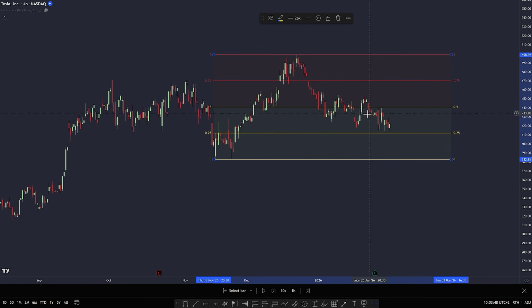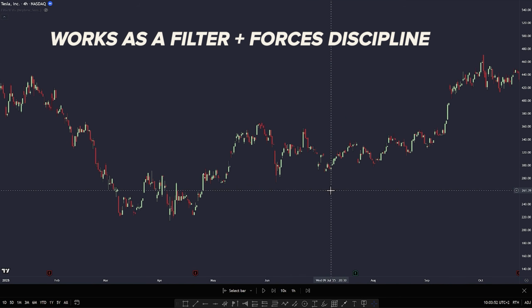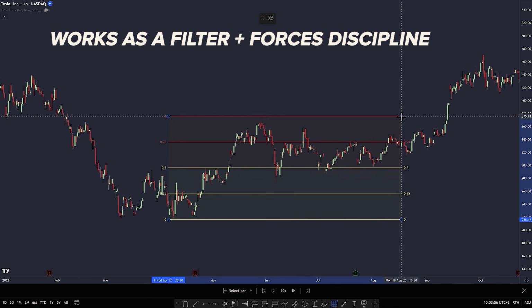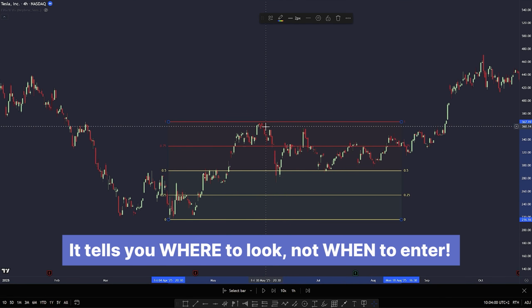That's the whole concept. B tier, because it genuinely works as a filter. It forces directional discipline. You won't buy at the top of a move. But it's basic. It tells you where to look, not when to enter. Simple, effective, boring, but boring makes money.